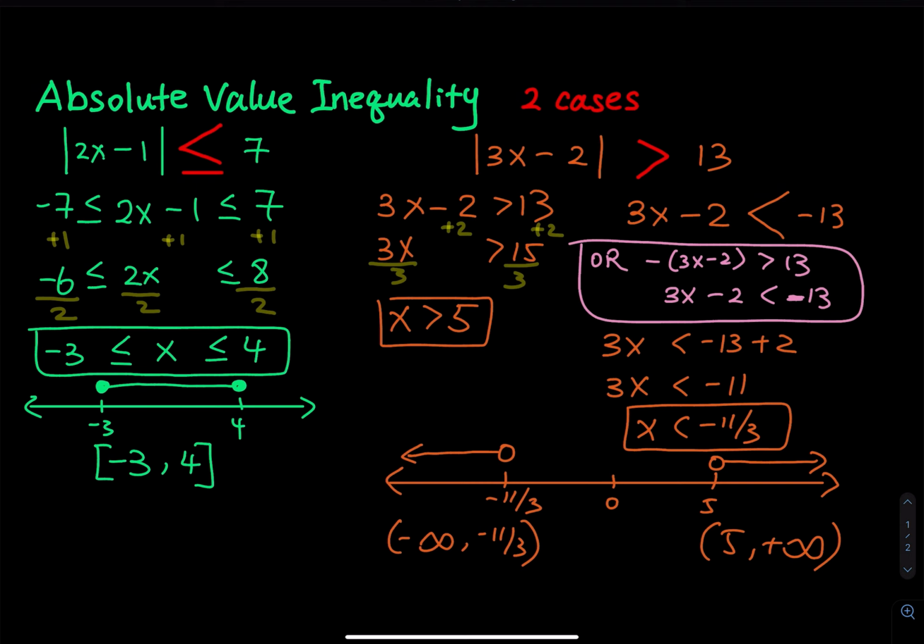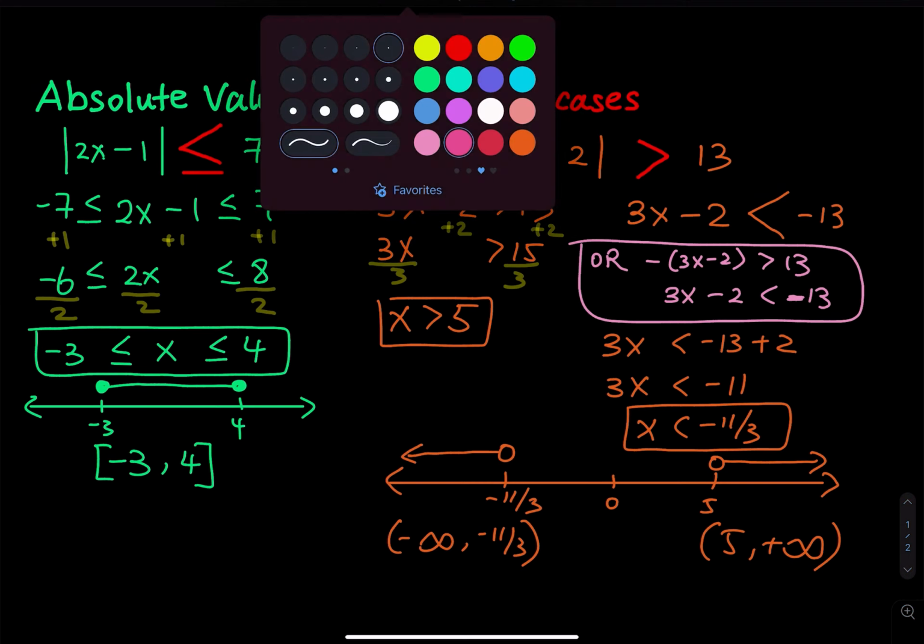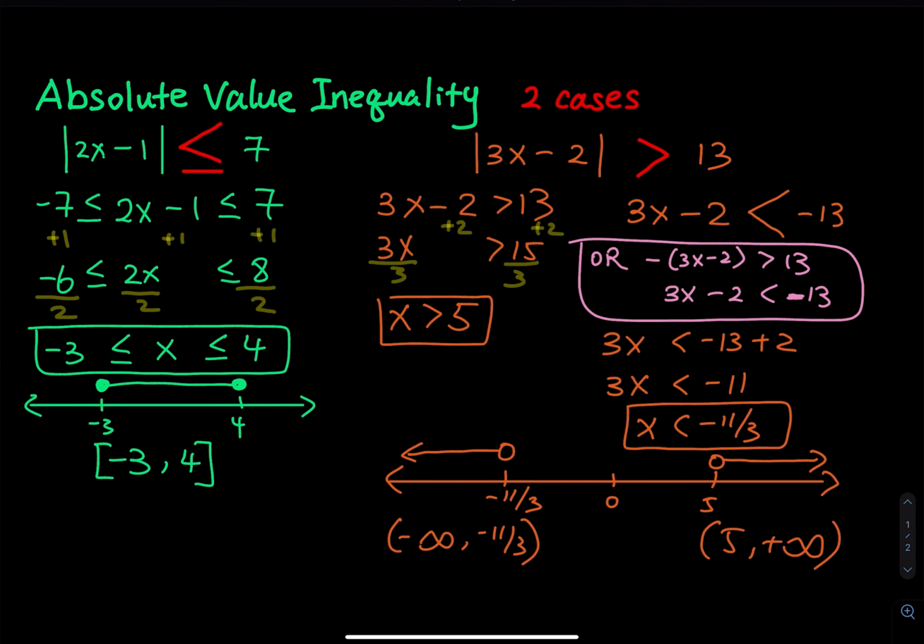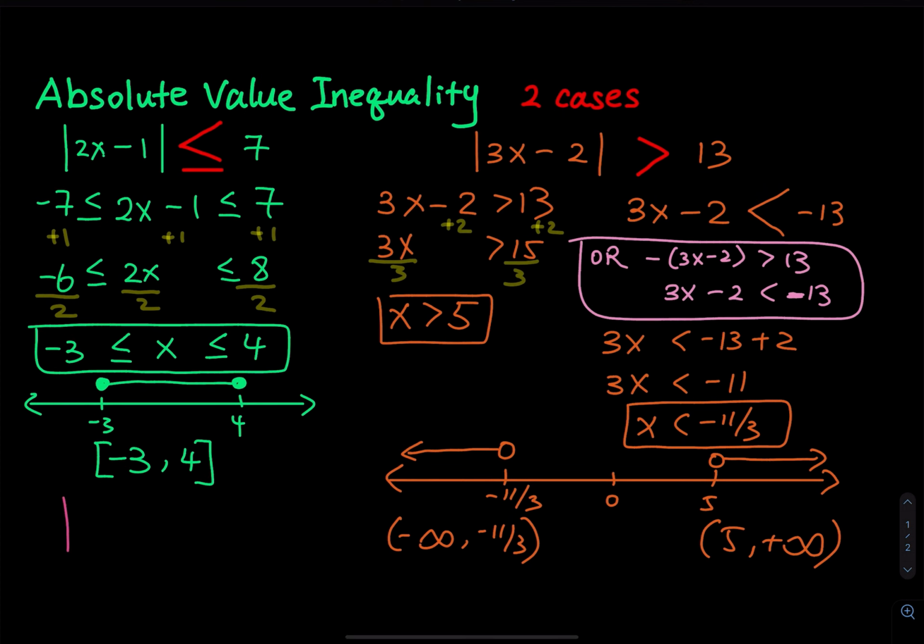All right. Okay, moving on to the next example. So next example, what happens when you have this? What happens when you have absolute value of x minus 1 divided by 3, let's just do a less than 2? What happens when you have this?